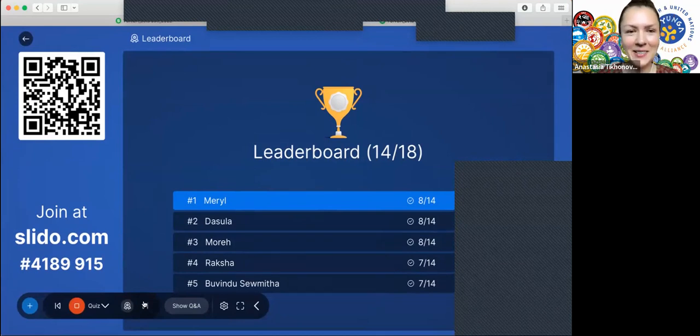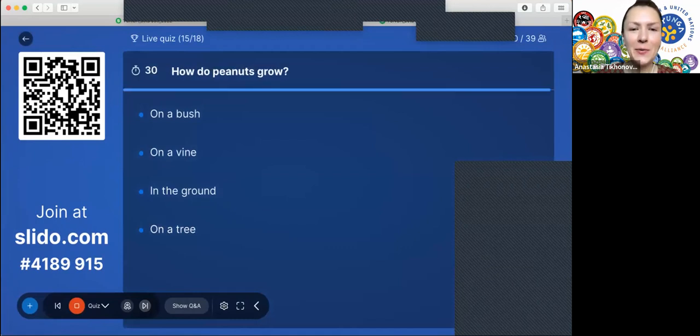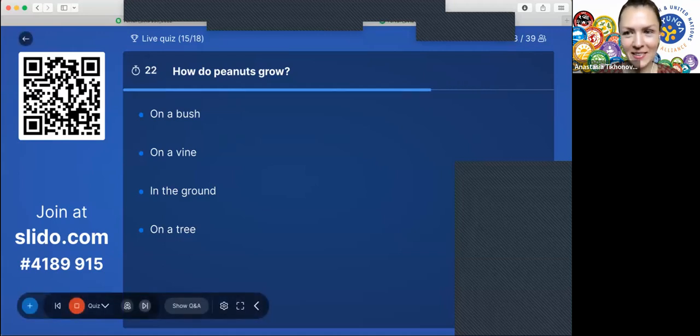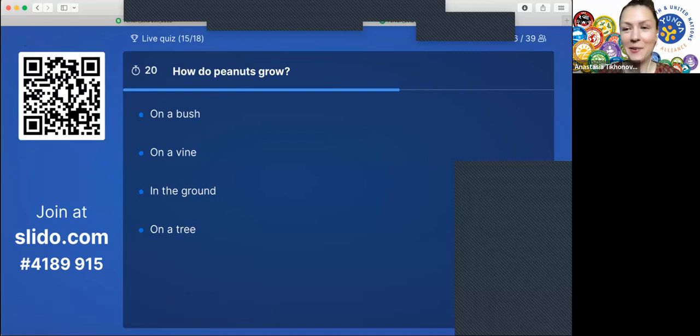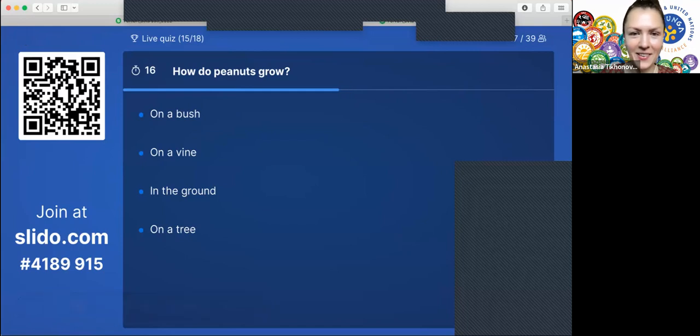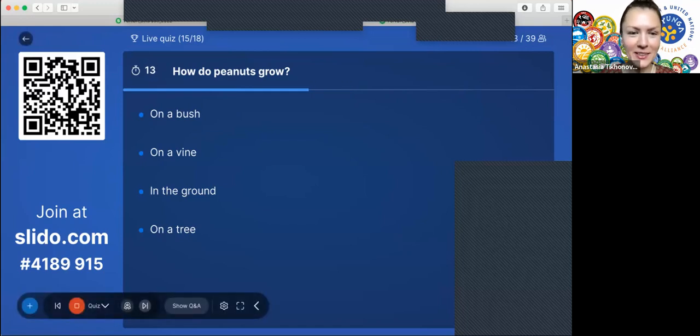Okay, next question. How do peanuts grow? On a bush, on a vine, in the ground, or on a tree? Let's see if you actually know how our fruit is growing and where. If you ever thought about it.